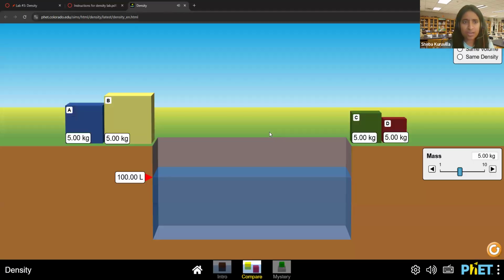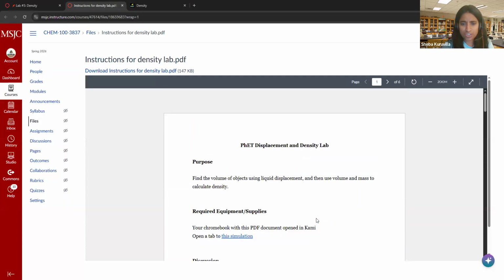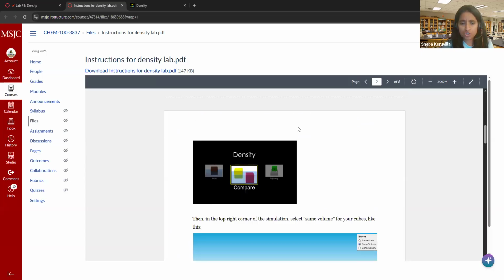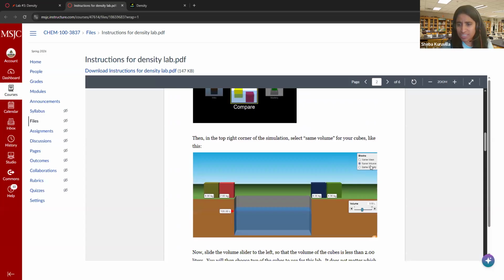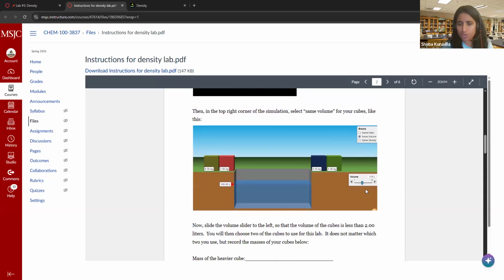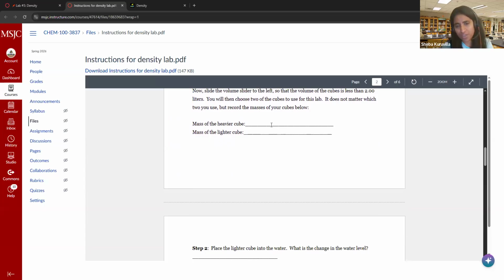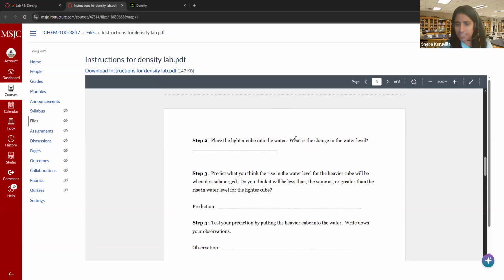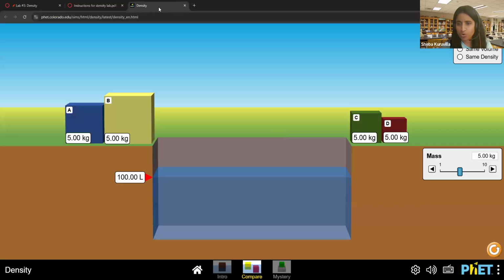So let's click on compare, then go to instructions, and in instructions, it tells us to go to compare and then choose same volume and make the volume less than 2 liters. Write down the mass of the heavier cube, lighter cube, place the lighter cube in water. What's the change in water level? Predict what will happen with the heavier cube. Test your prediction. So let's go ahead and do that.